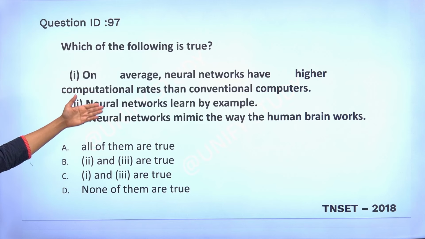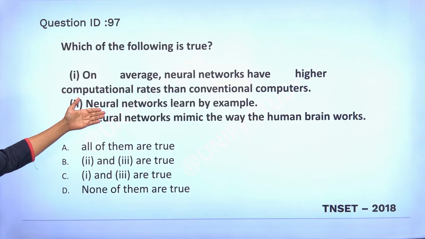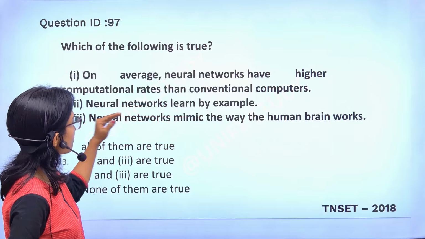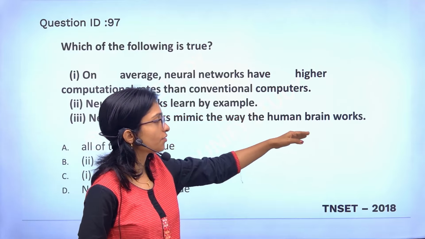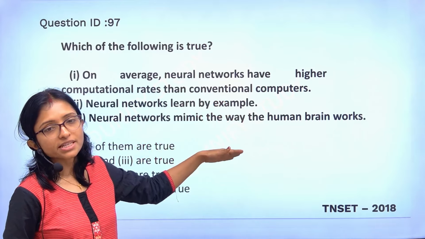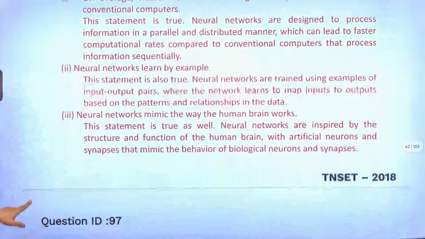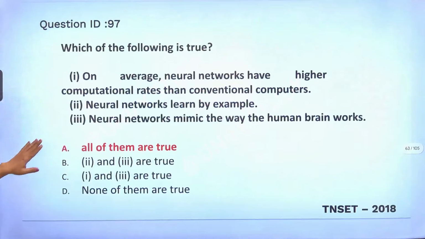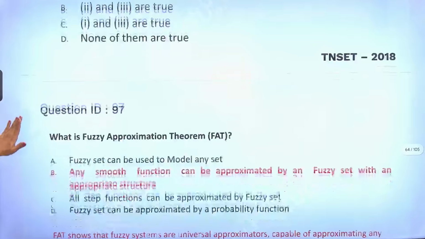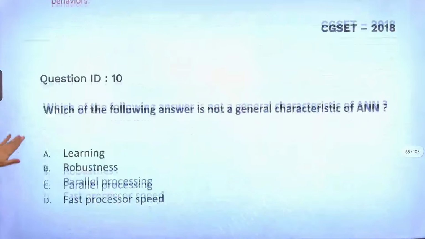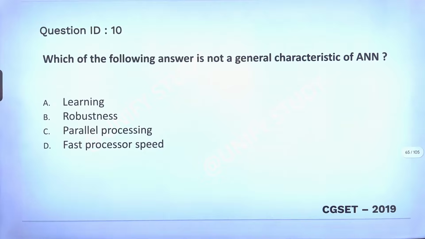On average, neural networks have a higher computational rate than a conventional computer. Neural networks learn by example. Neural networks mimic the way of the human brain. We did the same statements in the UGC NET question paper also. All of these are correct. The same question was there in the UGC NET PYQs also. Now, do this.